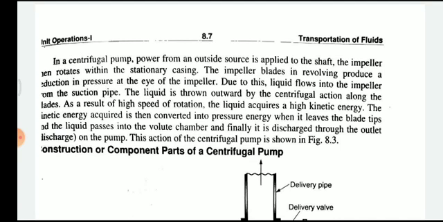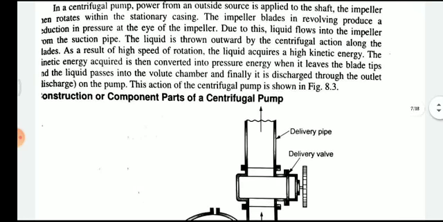The liquid is thrown outward by the centrifugal action along the blades. As a result of high speed rotation, the liquid acquires a high kinetic energy. The kinetic energy acquired is then converted into pressure energy as it leaves the blade tips, and the liquid passes to the volute chamber. Finally, it is discharged through the outlet of the pump.